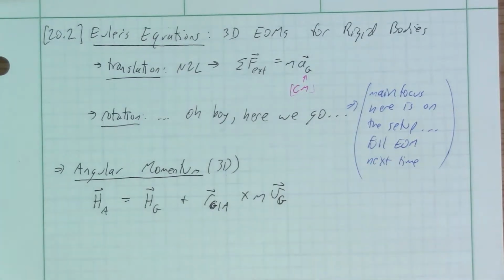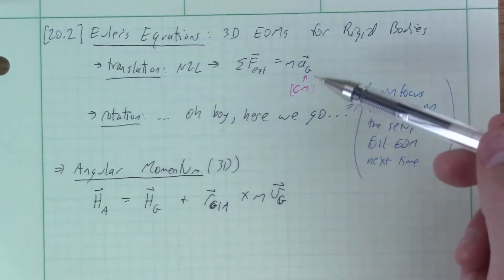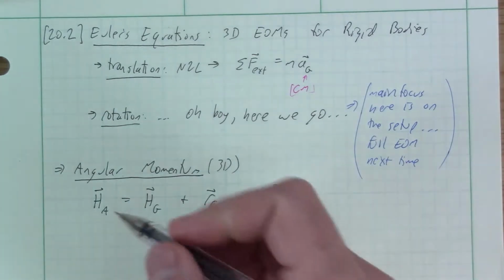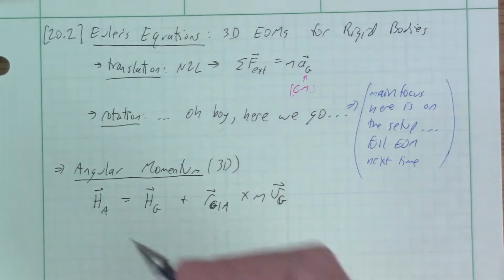And why we're doing this is that it now relates the angular momentum about a point, maybe the point about which the system is rotating, to the angular momentum about the center of mass. And why are we doing that? Right, so we can relate it up to Newton's second law, which is written intrinsically for the center of mass.